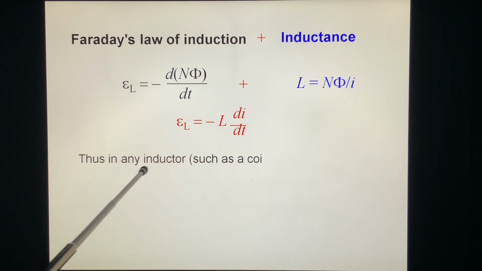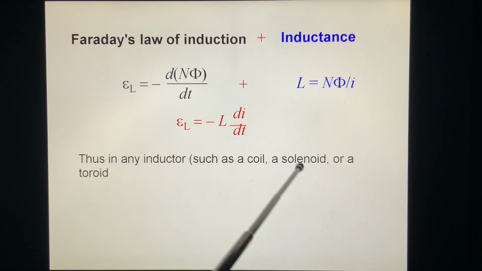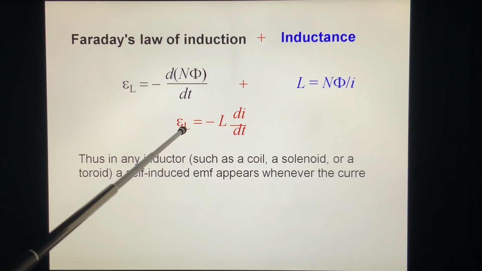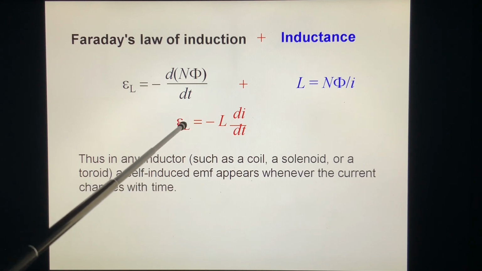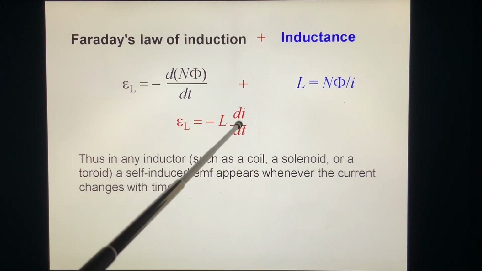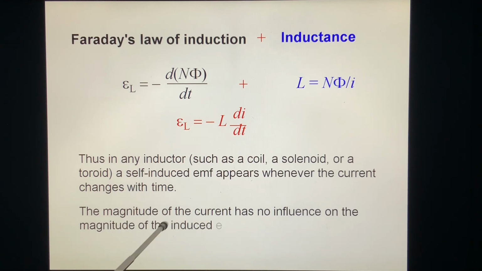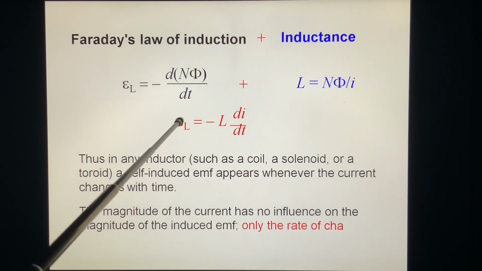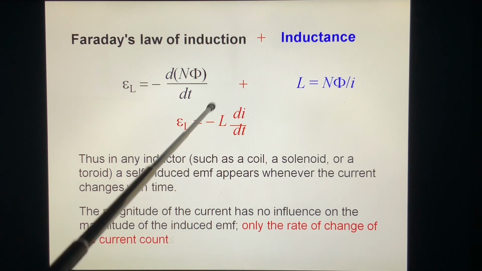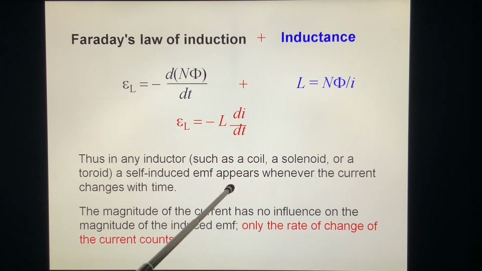Thus, in any inductor, such as a coil, solenoid, or toroid, a self-induced electromotive force appears whenever the current changes with time. The magnitude of the current has no influence on the magnitude of the induced electromotive force. Only the rate of change of the current counts.